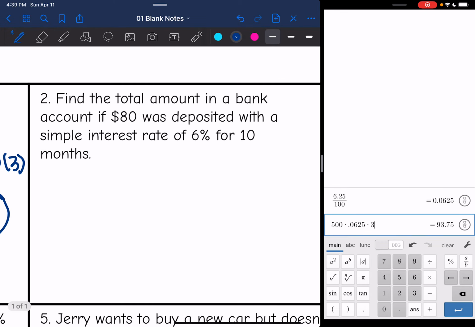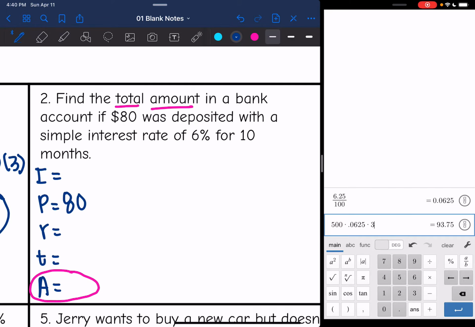All right, let's look at number two. Before I read it, I'm going to write out my variables so I can fill in what they gave me and what they're asking for. It says find the total amount. So this time it is asking for A. In a bank account, if $80 was deposited, so there's our principal amount, 80, with a simple interest rate of 6% for 10 months.